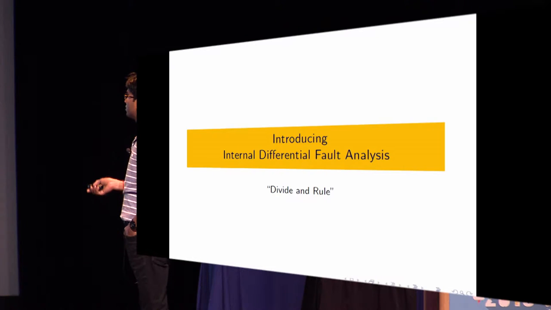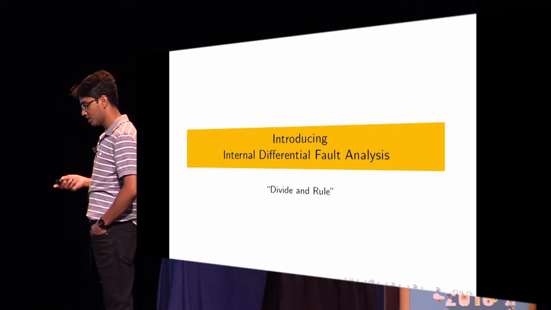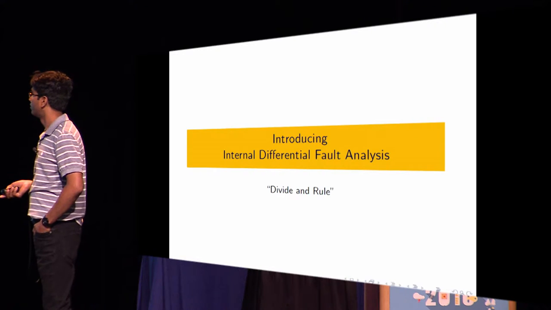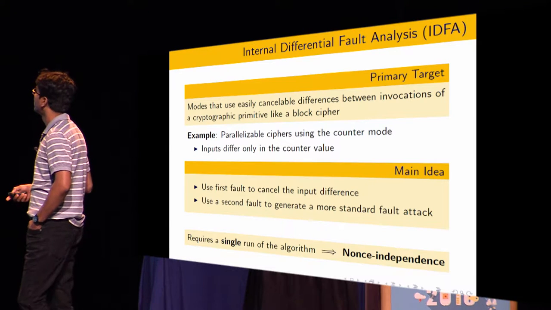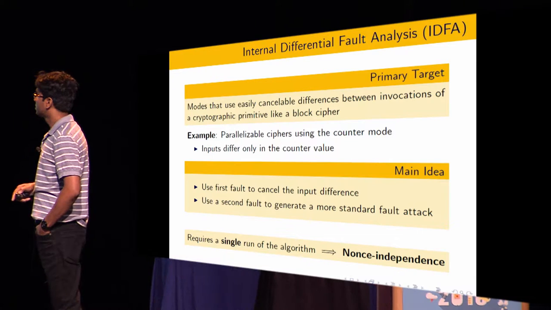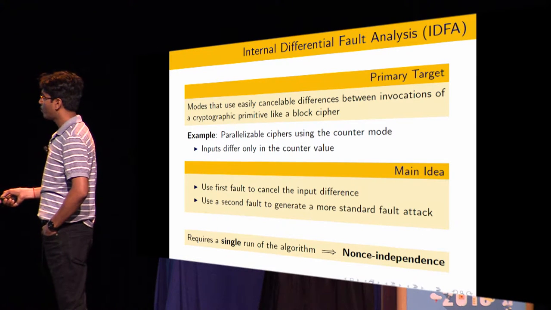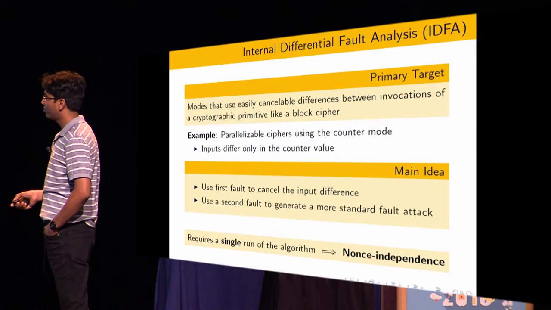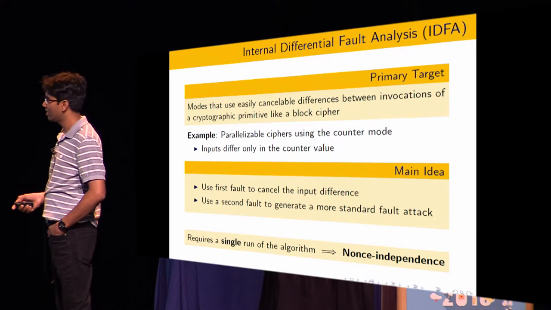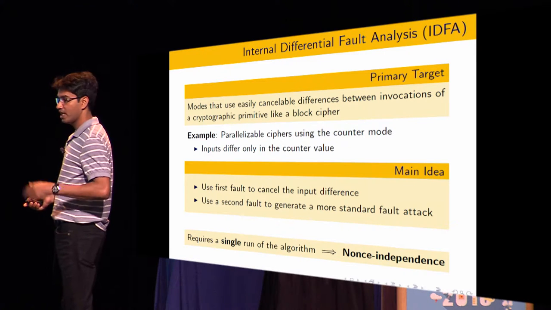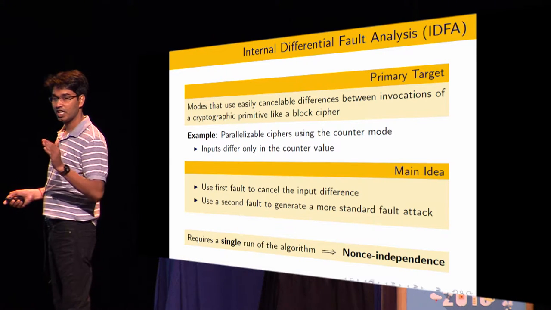Okay, so they introduce how to avoid these nonces in this kind of authenticated encryption scheme. So divide and rule, that's their motivation basically. So here is their main idea. Instead of one fault, here they are trying to inject two faults. At the beginning, they try to inject some fault to make the input similar to the other execution.